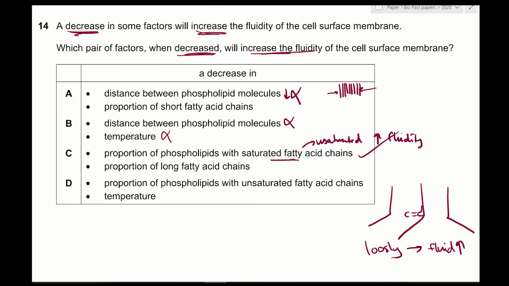Therefore, this is correct. Now, proportion of long fatty acid chains, there's a decrease in it. This is correct, it will increase the fluidity. The reason for this is, as you know, the long fatty acid chains mean that there are more bond interactions stabilizing the phospholipid bilayer. Now, if there's a decrease in these long fatty acids, the bonds stabilizing them decrease. Therefore, it becomes more fluid. Therefore, C is going to be the correct answer.